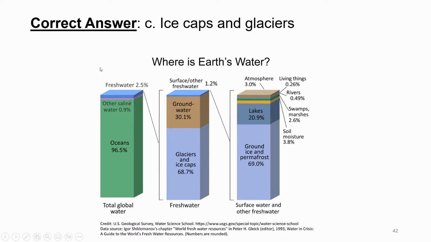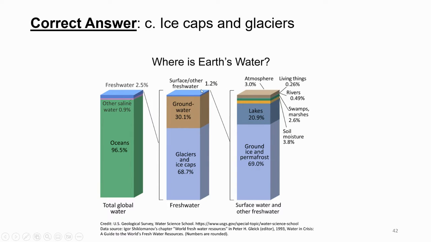Now, of these 2.5 percentage, a major portion, that is 68.7 percentage, exists in the form of glaciers and ice caps. The remaining 30.1 percentage exists in the form of groundwater, and another 1.2 percentage as surface and other freshwater. So it's obvious that the major portion of the freshwater exists in the form of glaciers and ice caps.